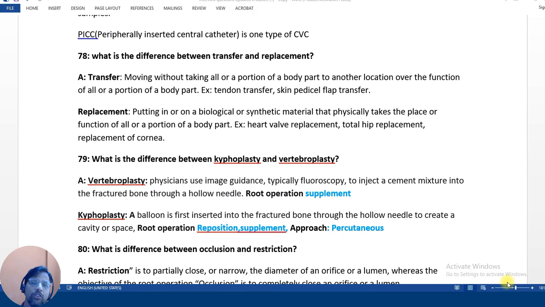Transfer is just moving from one location to another location. Replacement is, here there is no transfer. Basically, the physician will replace the valve or hip.